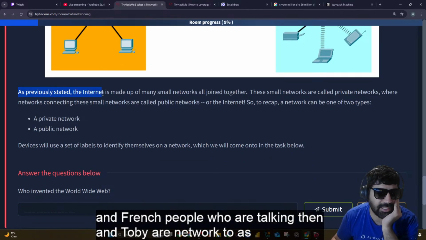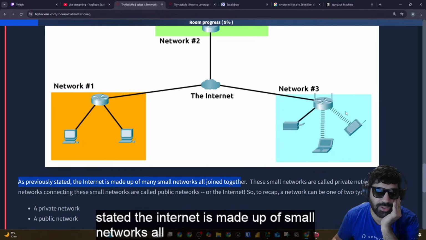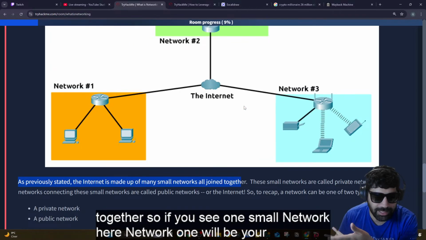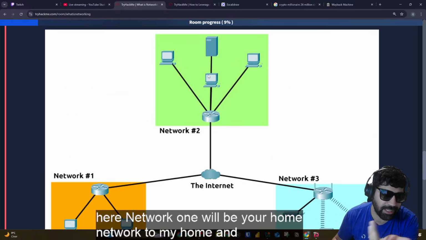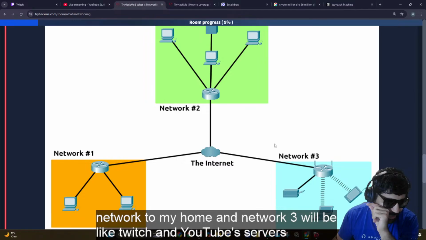As previously stated, the internet is made up of small networks all joined together. So if you see one small network here, network 1 will be your home, network 2 my home, and network 3 will be like Twitch and YouTube's servers. Everything is just connected.